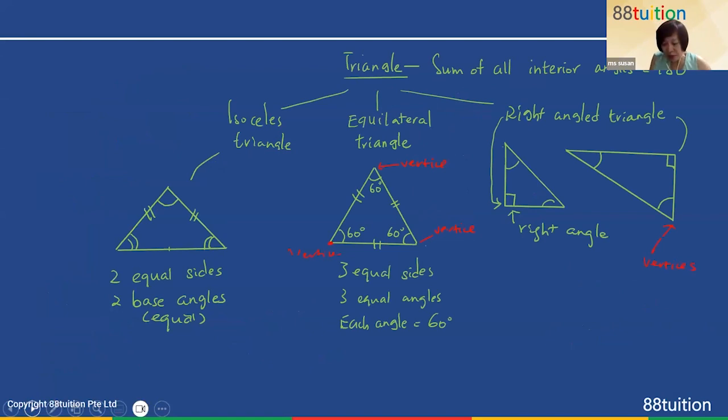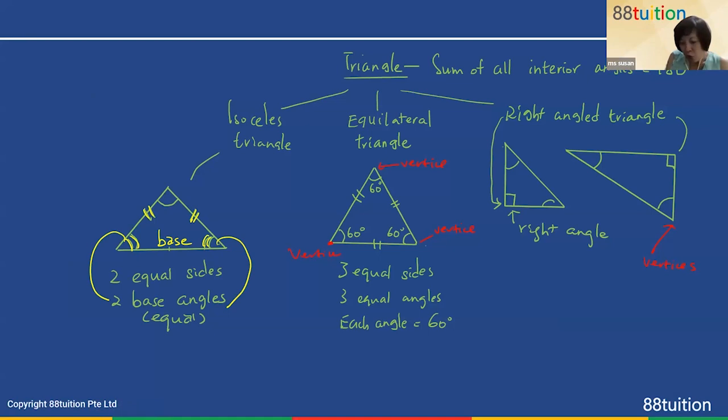In a triangle, the sum of all interior angles in any triangle adds up to 180. We also learned that we have three types of triangles: isosceles triangle, equilateral triangle, and right angle triangle. The isosceles triangle has two equal sides. This one is the base angle. Why? Because these are parallel lines, and this is the angle on the base. So these are the base angles.